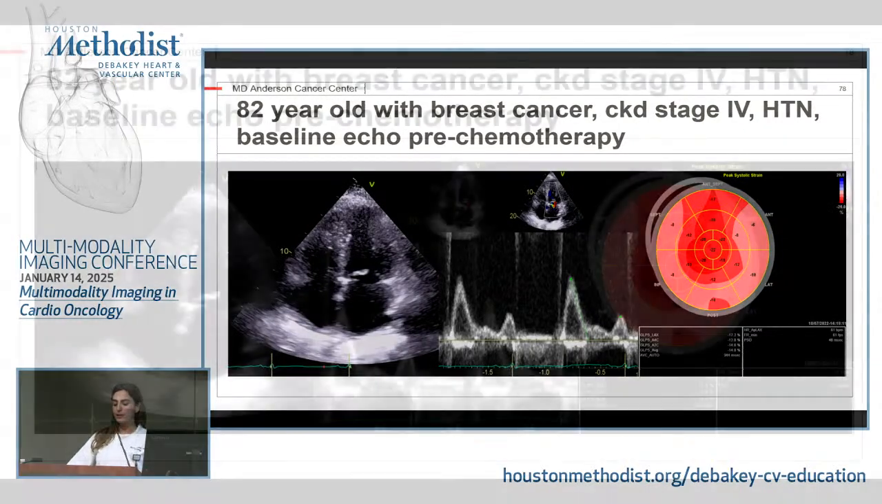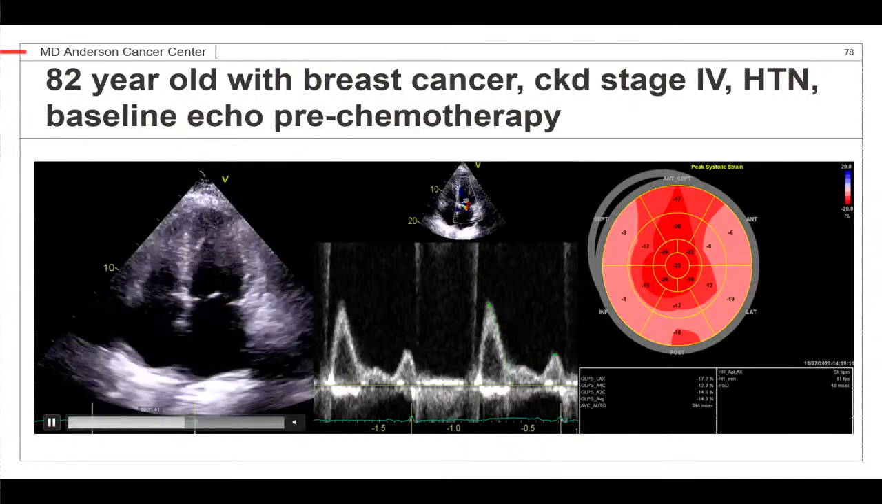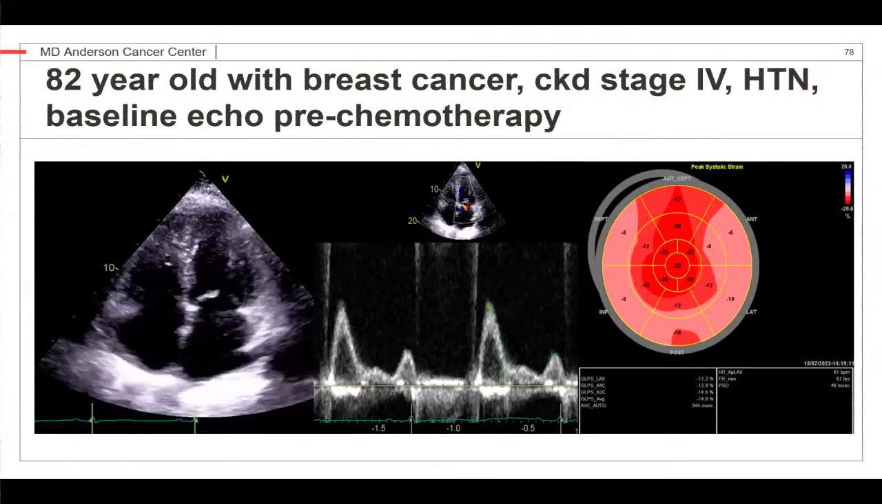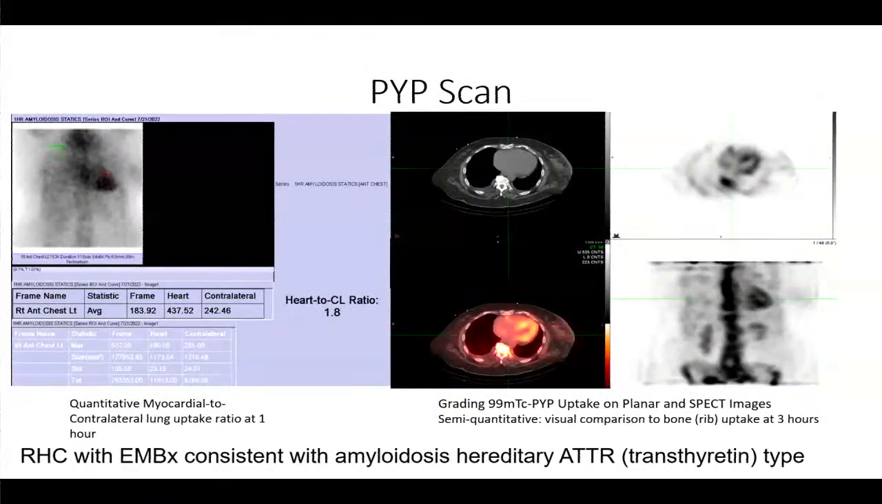Now, cancer patients present like any other patient. This is a first echo on a patient with breast cancer that came to us, an elderly lady with a restrictive cardiomyopathy, apical strain pattern. Her immunofixation assays for kappa and lambda were negative. She had a PYP scan that was positive with a heart to contralateral lung ratio, and she had biopsy-proven TTR.